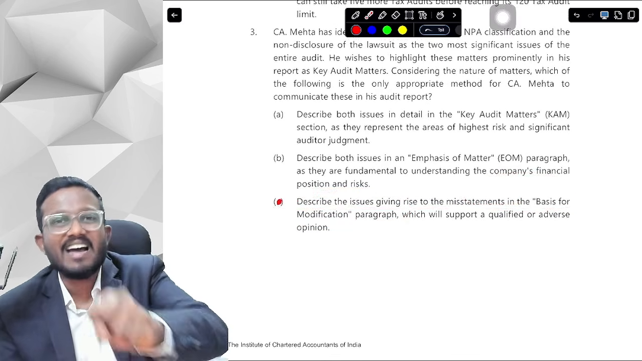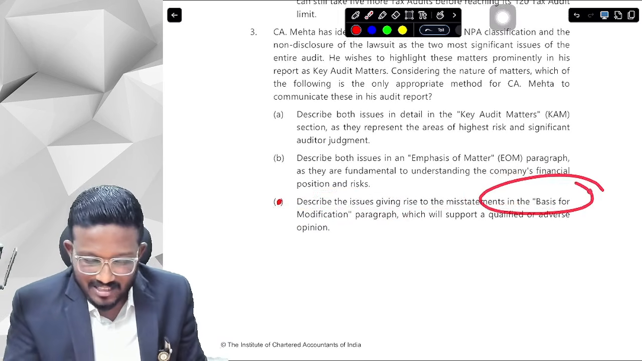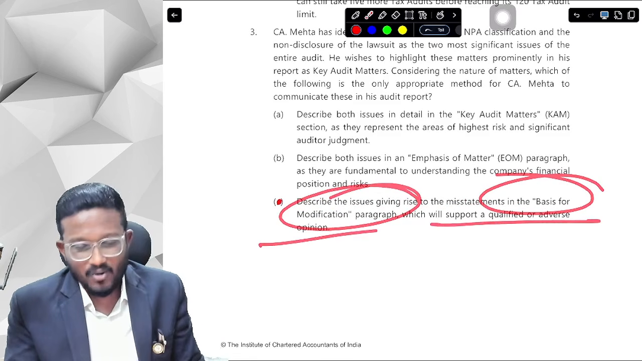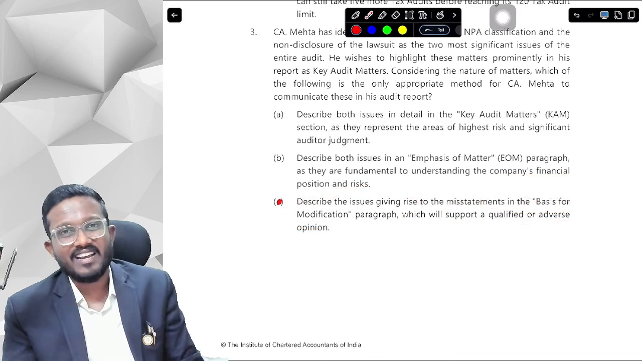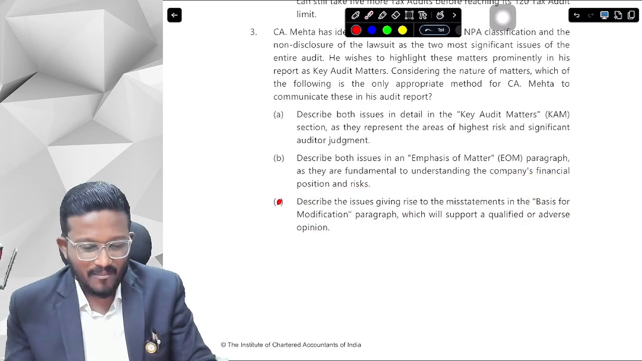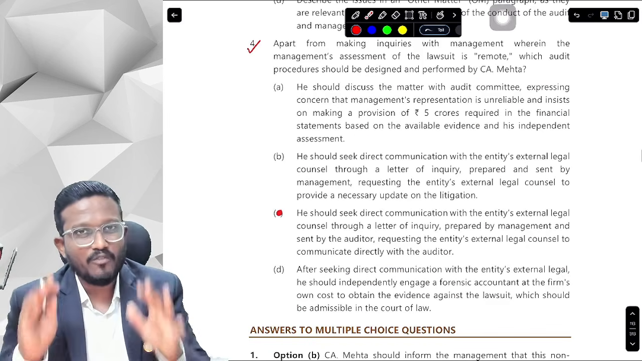We need to modify our report and then we need to give them basis for modification paragraph in which we need to either qualify our opinion or adverse opinion. Okay, yes sir, we cannot give them in the CAM. Okay, yes sir, because CAM is not a substitute for modified opinion.